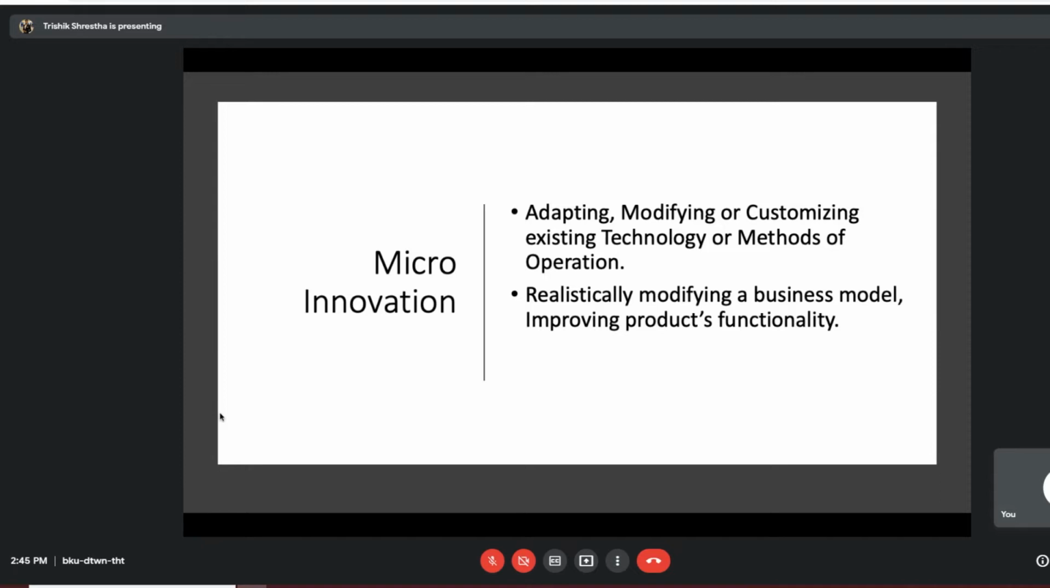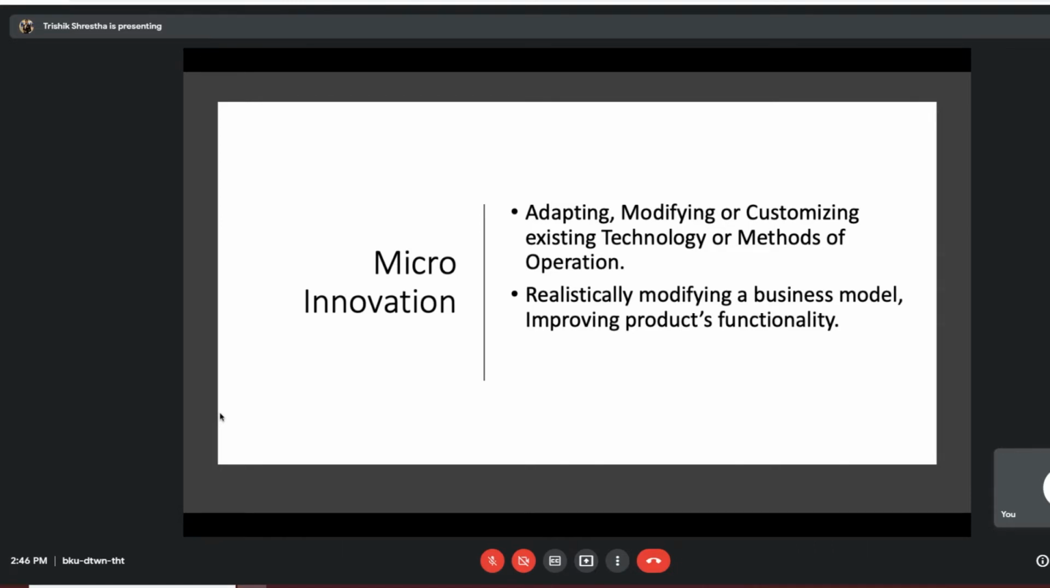So the purpose of discussing micro innovation is because micro innovation is more suitable, more needed for industries that are trying to improve in the Nepalese economy, and that is why we are focusing a bit more on the micro innovation standpoint. Micro innovation is basically adapting, modifying, or customizing existing technology or methods of operation. Incremental changes using technology. Macro innovation might be completely revolutionizing an industry, and micro innovation is taking incremental steps by modifying, customizing the existing technology or methods of operation.